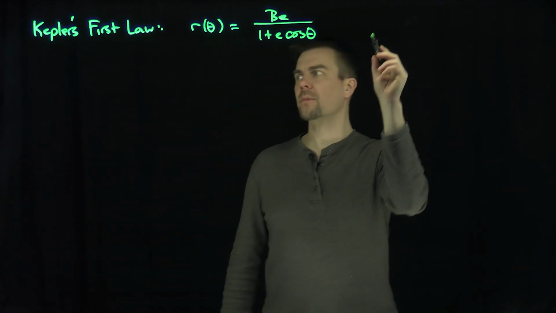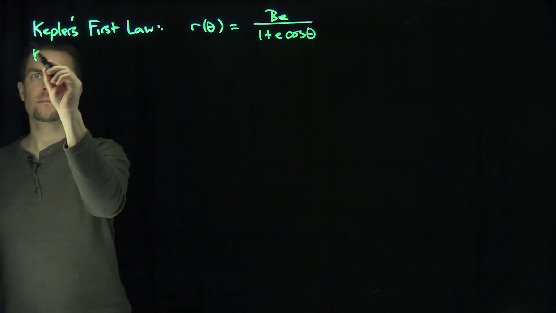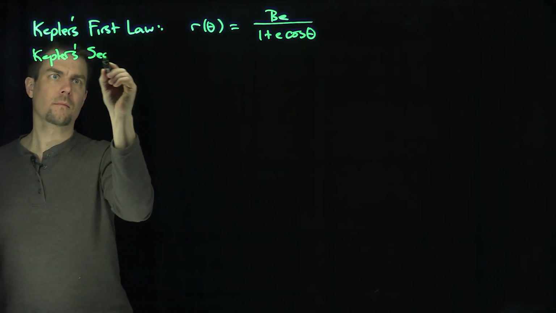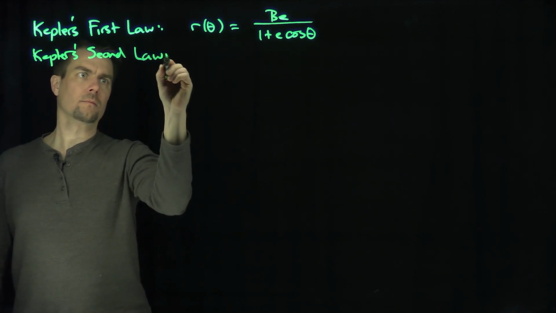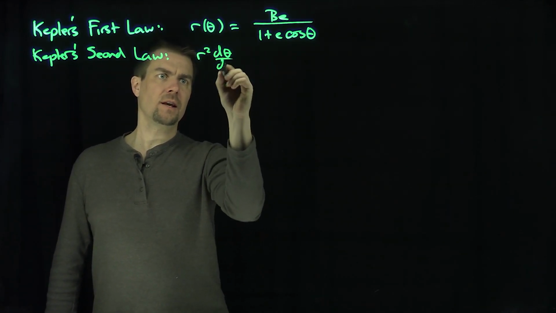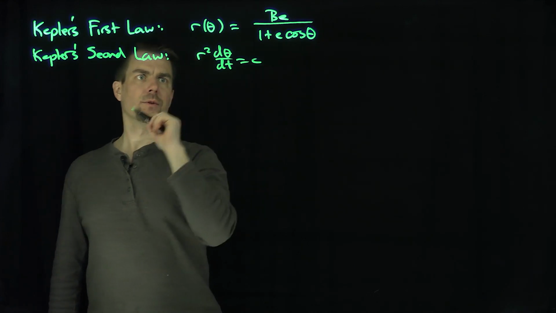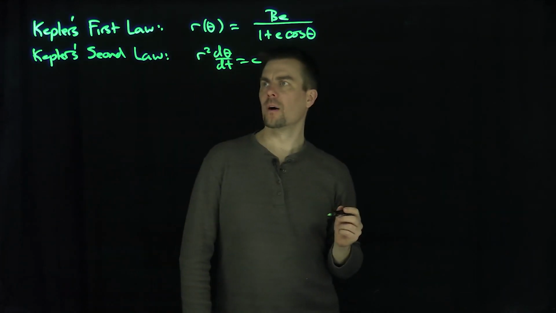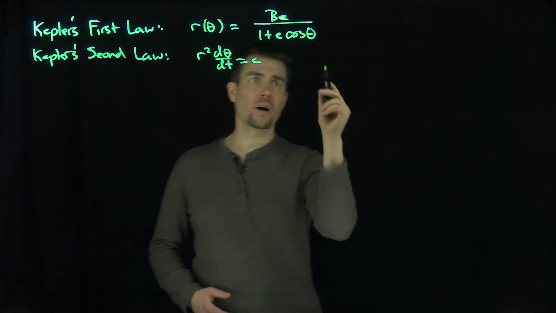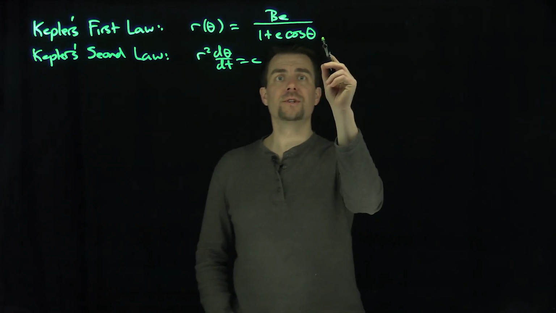And we also saw from Kepler's second law that r squared d theta dt was a constant. So those were the two laws that we had from previous videos. Now what we're going to do is notice that if I put this first law into Cartesian coordinates, what we'll see is the following.